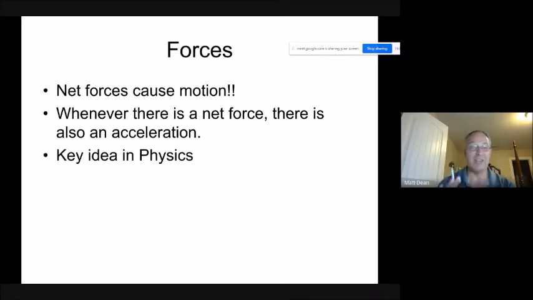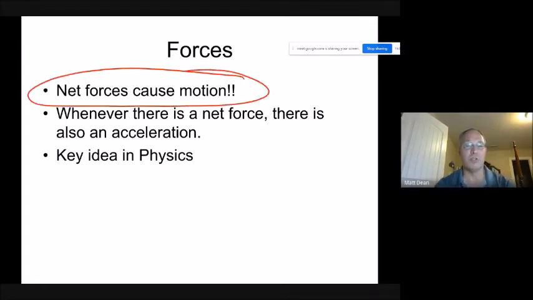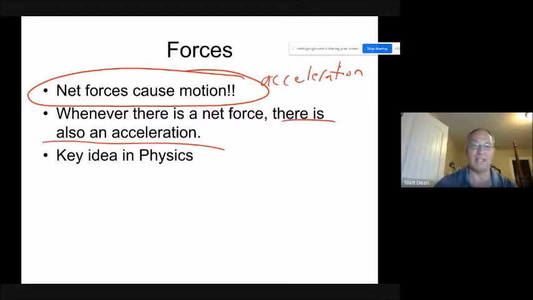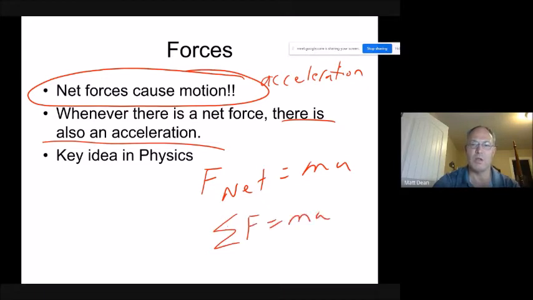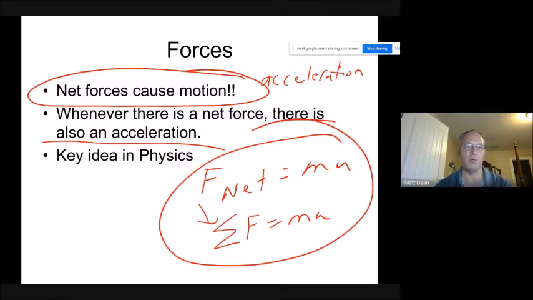All right, so the big idea in this unit, and really the most important idea in this unit: net forces cause motion, and maybe even better, net forces cause acceleration, changes in motion. Whenever there's a net force, there is acceleration. That is F net equals ma. And sometimes you'll see it written like this, where that's the sigma symbol, the summation symbol. So that's the summation of all the forces acting on an object equals ma. These mean the same thing. Net force equals mass times acceleration.